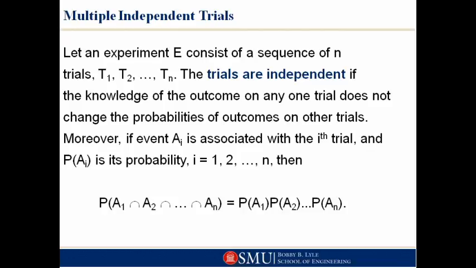Moreover, if event A sub i is associated with the ith trial, then the probability of A sub i is its probability, for i from 1 through n, then the probability of the intersection of A1 through An is equal to the product. Multiple independent trials. So they're kind of related to the mutually independent events. And we'll get back to this.